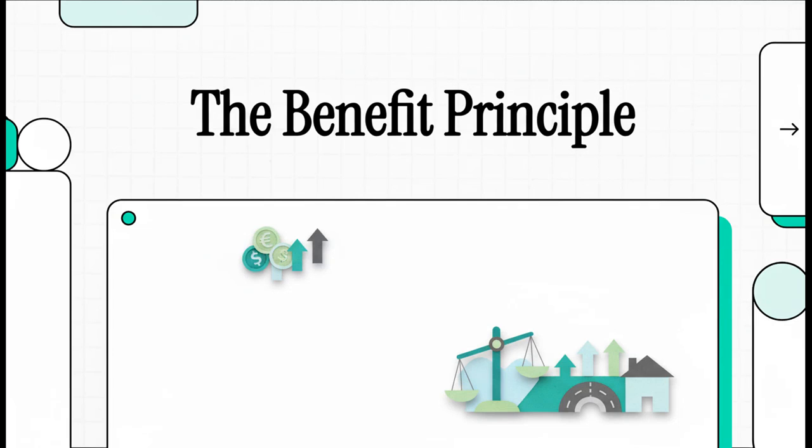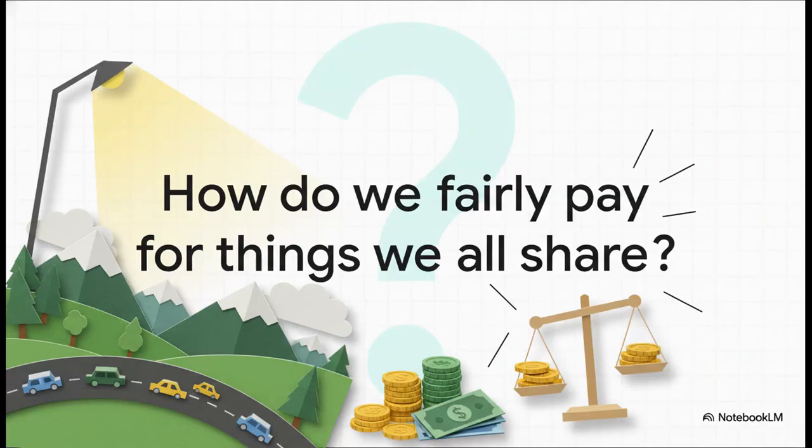All right. Today we're diving into a really fundamental idea in economics. It's called the benefit principle. Okay, so think about this for a second. How do we actually pay for all the stuff we share? Things like parks, roads, streetlights. We all use them, but not in the same way, right? So who should foot the bill? And how much should they pay? It's actually a much deeper question than you might think.